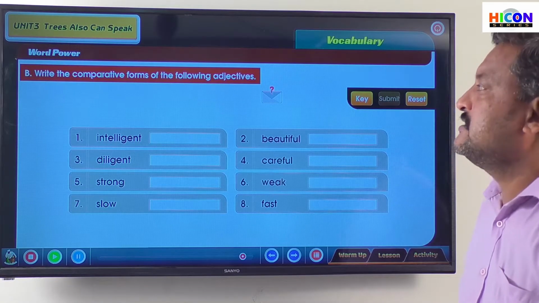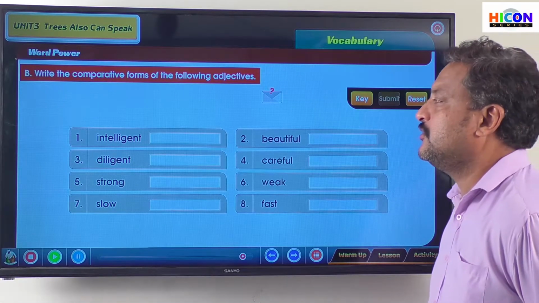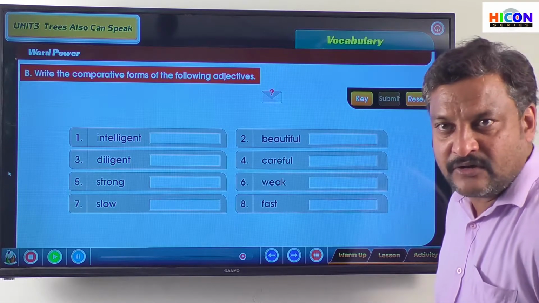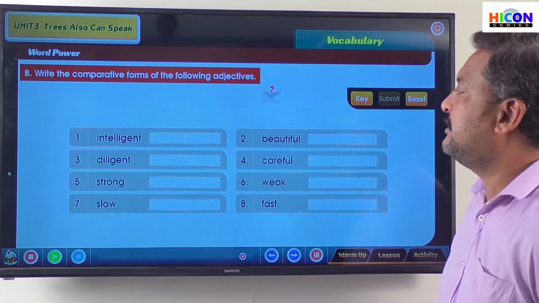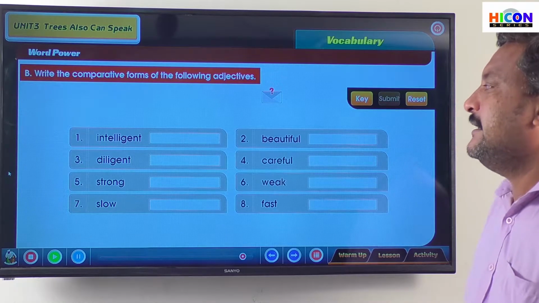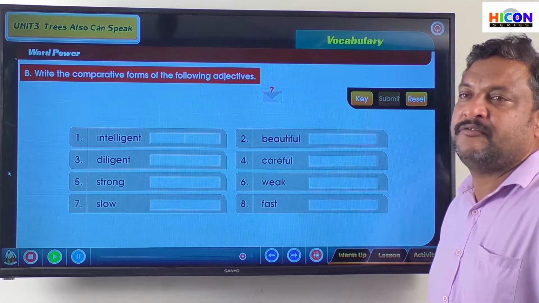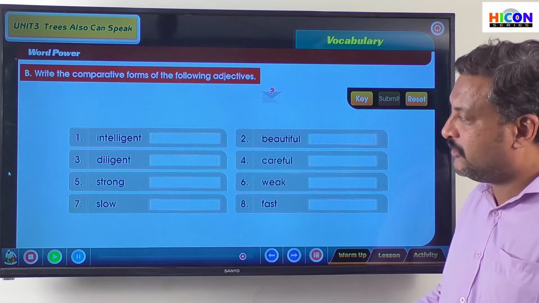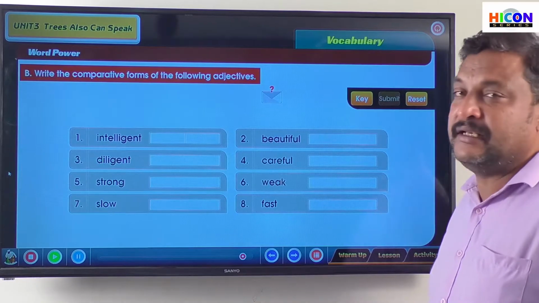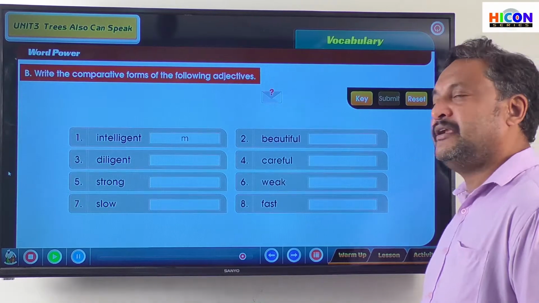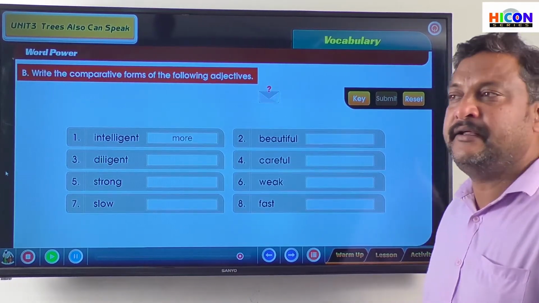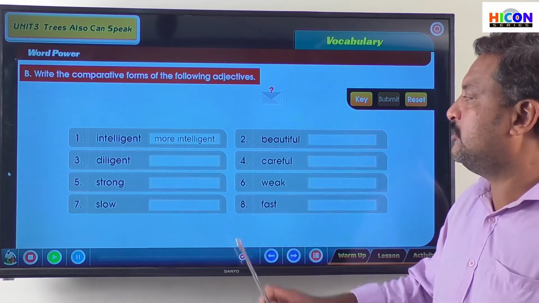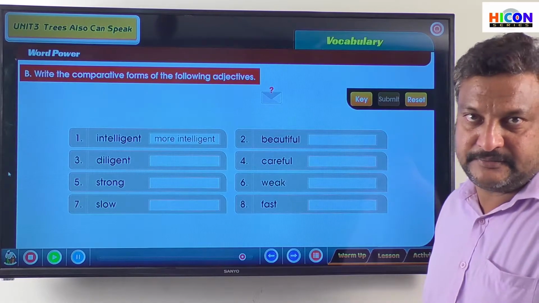So now the next one is write the comparative forms of the following adjectives. Again, we have got a set of 8 words of which we need to write the comparative forms. The first one is intelligent. The comparative form is more intelligent. So intelligent is that kind of a word to which we cannot add er or change the word, but we need to make it more intelligent, right?